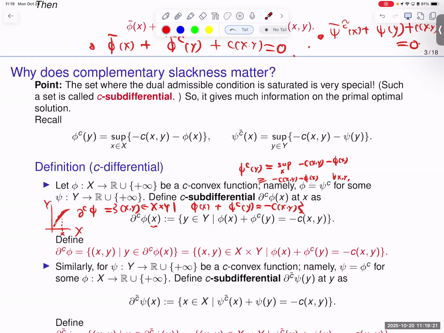Other question? Yeah, so the question was, why do we call it C subdifferential? It's not C differential, sorry, C subdifferential. And what is its relation to the usual subdifferential? So we will consider that in a moment. Other question?